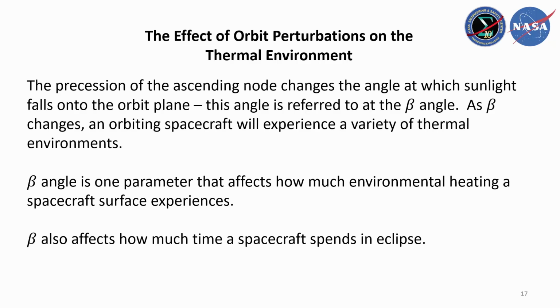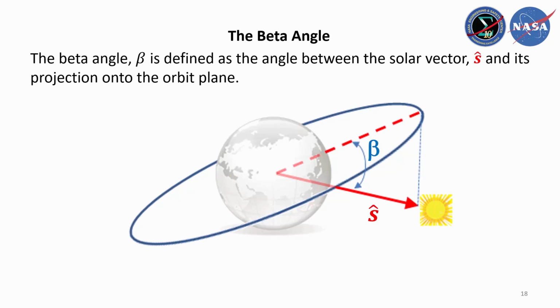In addition to the specialized orbits attainable by exploiting these perturbations, there are effects of interest to thermal engineers. The precession of the ascending node changes the angle at which the sunlight falls onto the orbit plane. We call this the beta angle. As the beta angle changes, an orbiting spacecraft will experience a variety of thermal environments. Additionally, beta angle is one parameter that affects the environmental heating experienced by a spacecraft. It also affects how much time a spacecraft spends in eclipse. Formally speaking, the beta angle is defined as the angle between the solar vector S and its projection onto the orbit plane. Given its importance to thermal engineers, let's see how this angle is defined so that we can have a detailed understanding of its effects.